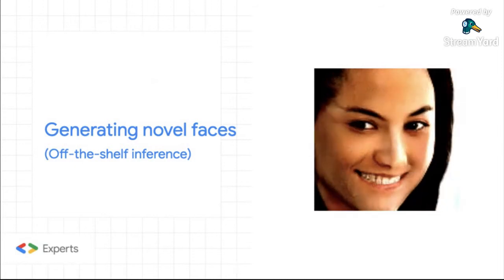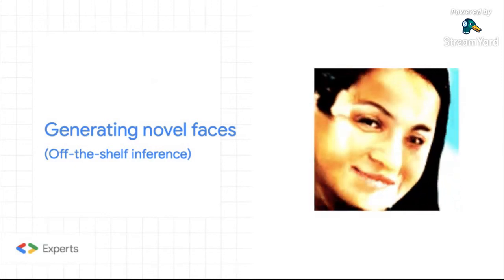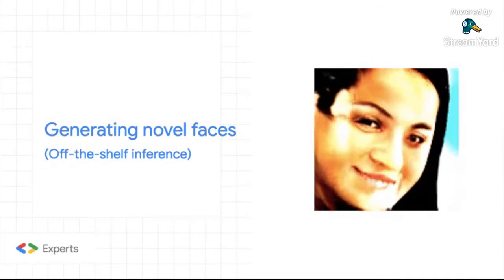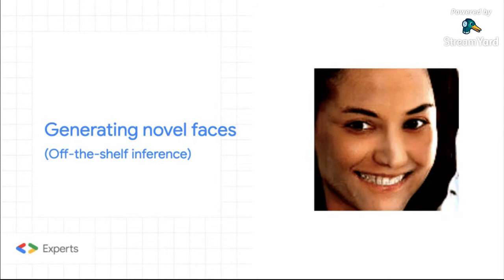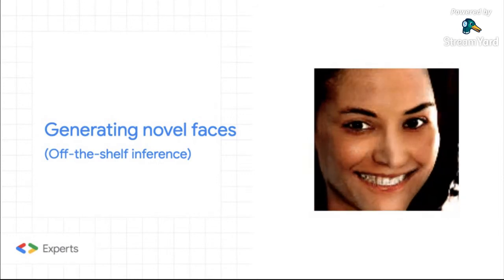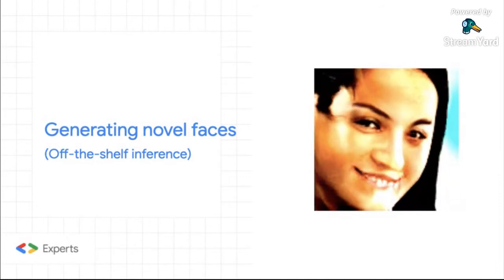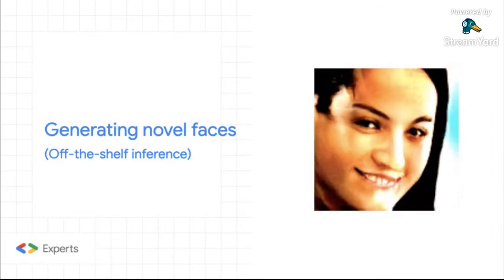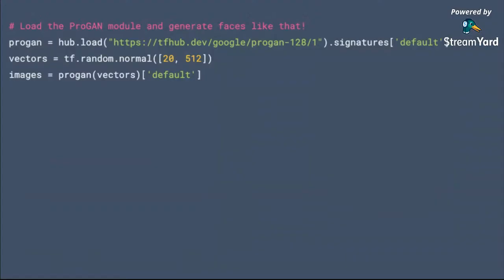And let's take another very cool example, that of generating novel faces. Again, this is also like running off-the-shelf inferencing. Here we would see how to use a progressive GAN to generate novel faces just by using random vectors of dimension 512. So yeah, let's see. So again, you would start by providing the tfhub URL of the model. In this case, this is a progressive GAN.